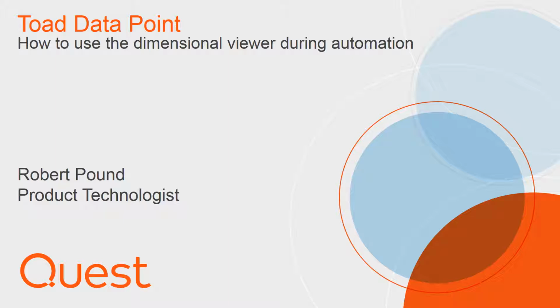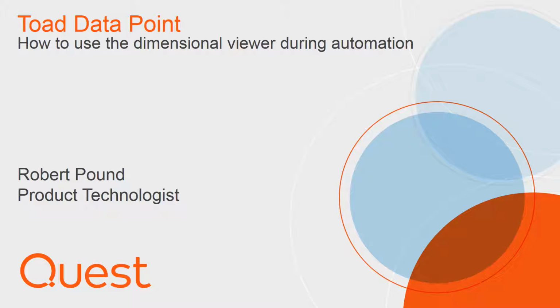This video shows how to use the dimensional viewer files of Toad Data Point in the automation process. So I will walk through the options for dimensional files in automation. You can either export or publish the data. These options are similar to those found in the dimensional viewer itself. The details for both export and publish can be found in the previous video on dimensional viewer files.